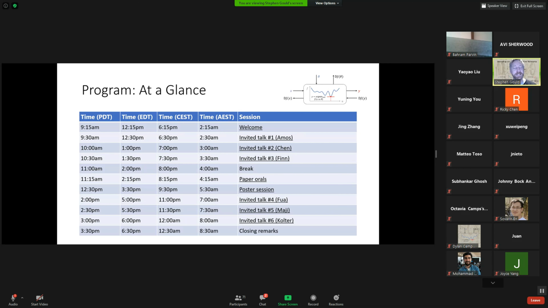I'm actually missing being able to complain about that, and now I have to complain about being up at 2 in the morning. But anyway, here's the schedule.